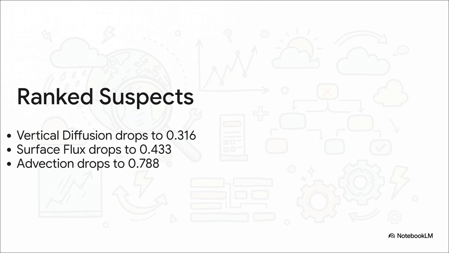The data revealed that in the CM2 model, an overly estimated surface heating was being balanced heavily by intense ocean mixing. Specifically, when they removed vertical diffusion, which is the mixing of water layers up and down, the correlation dropped massively to 0.316. That marked it as the absolute dominant driver of the temperature tendency. This was closely followed by surface heat flux dropping the correlation to 0.433, and then advection dropping it to a moderate 0.788. We finally had our suspects ranked.